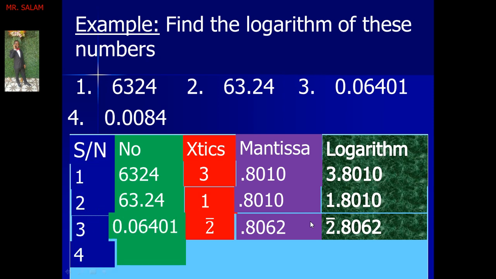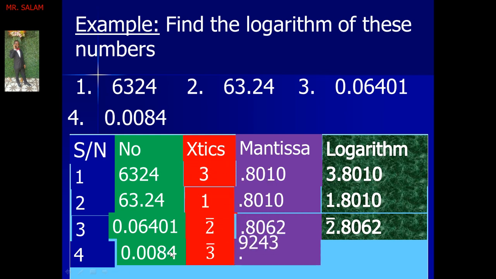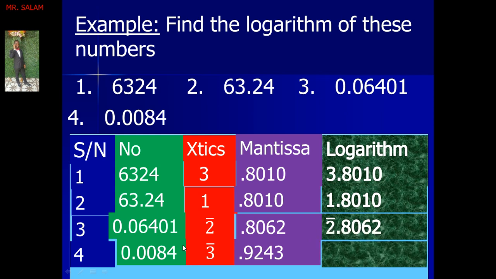Number 4. We have 0.0084. So the characteristics, how many zeros do we have before this 8? We have 3 zeros, that will be bar 3. So the mantissa would be the logarithm of 84. You can see there is no digit here, so we're going to put 0 here. So the logarithm of 84 under 0 would be 9243. Since there is no digit here, it means there is no difference. So the final answer will be bar 3.9243.